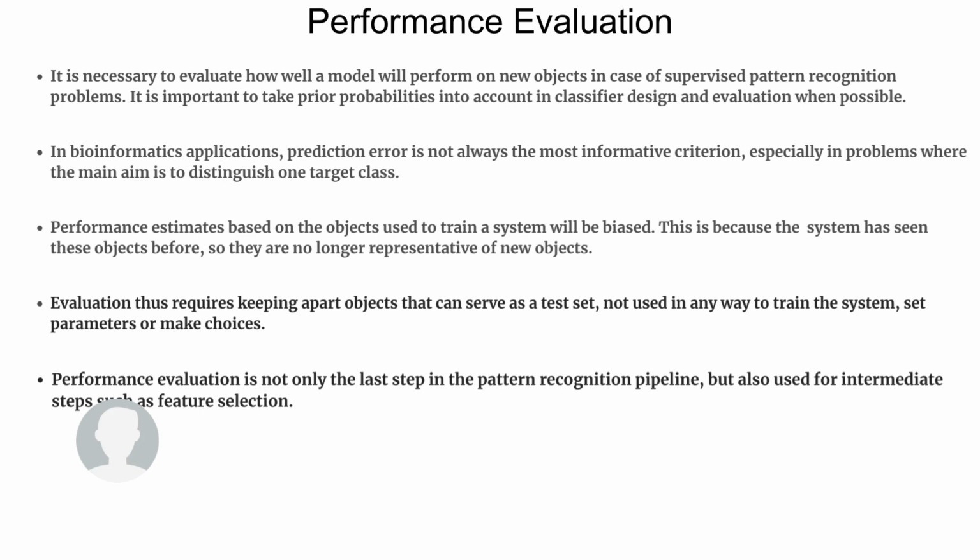So a performance estimate based on the objects used to train a system will be biased. This is because the system has seen those objects before, so they are no longer representative of new objects. Evaluation thus requires keeping apart objects or examples that can serve as a test set, not previously used in any way to train the system, set parameters, or make choices. So performance evaluation is not only the last step in the pattern recognition pipeline, but is also used for intermediate steps such as feature selection.